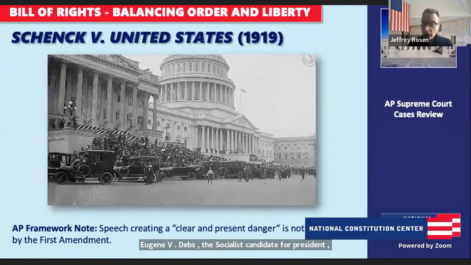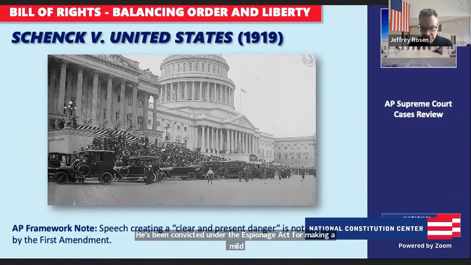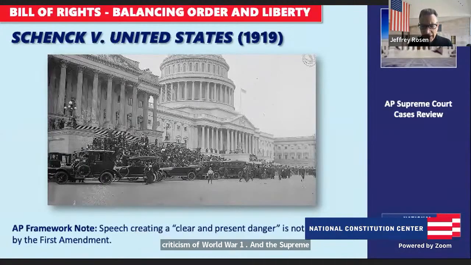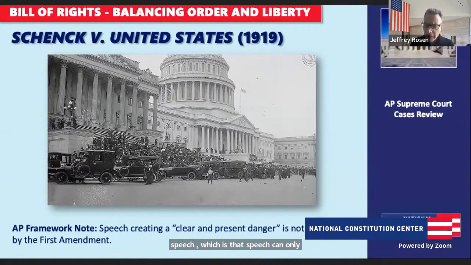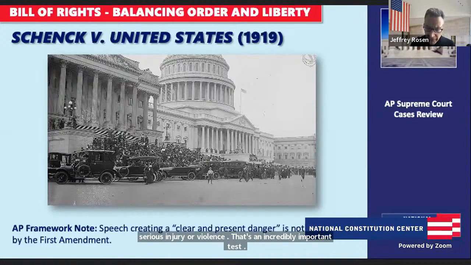And the Supreme Court upholds a lot of those convictions, but in two landmark dissenting opinions and concurring opinions, Justices Holmes and Brandeis begin to disagree and establish a version of the modern test for free speech, which is that speech can only be restricted if it's intended to and likely to cause imminent serious injury or violence. That's an incredibly important test. It comes from the Brandenburg case in 1969, and it makes the US the most speech protective country in the world. Brandeis articulated it in Whitney versus California, which I'm going to talk about on Monday.